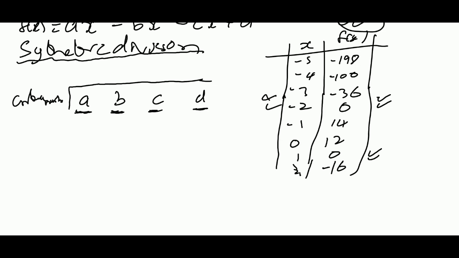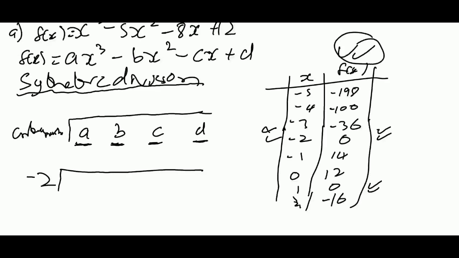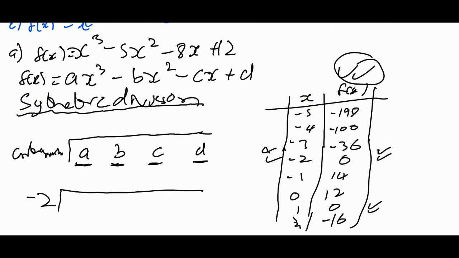Let's take this one, -2. So that means we are going to write -2 because it is our critical number. It's the x value that gives us a solution of 0. So we go back to our equation. Our equation is x cubed minus 5x squared minus 8x plus 12.